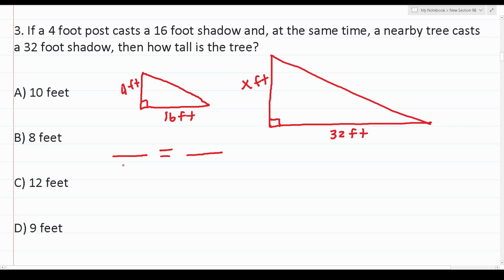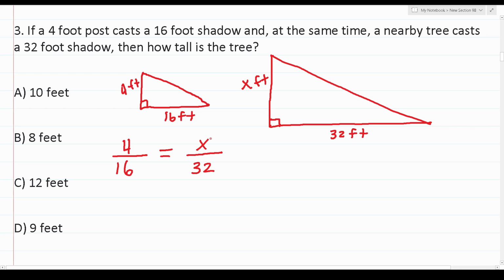On the left-hand side of this equal sign, I'm going to put the information about this post and its shadow. And on the right-hand side of this equal sign, I'm going to put information about the tree and its shadow. So I'm going to put the height of the post here. We know this post is 4 feet tall, and the length of its shadow is 16 feet. So I'm going to fill in the right-hand side the same way. Again, in the numerator, I put the height of the post. So I'm going to put the height of the tree over here. That's X feet tall and the length of its shadow was 32 feet.